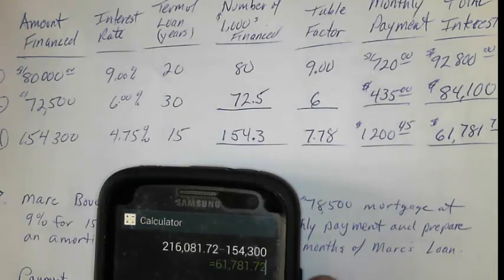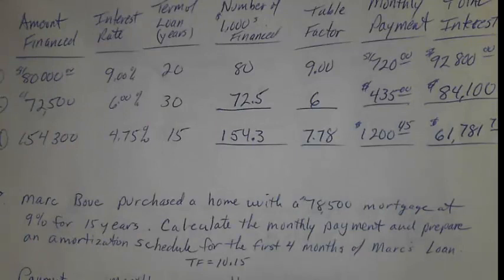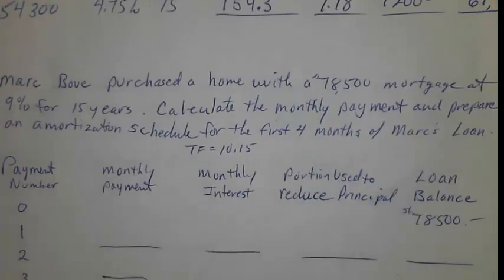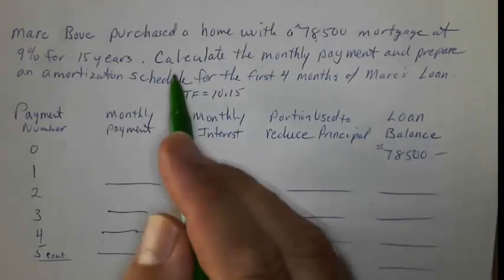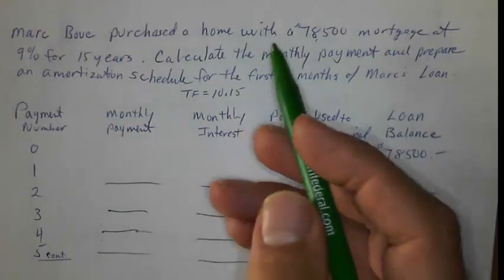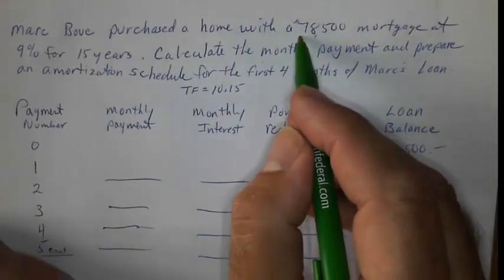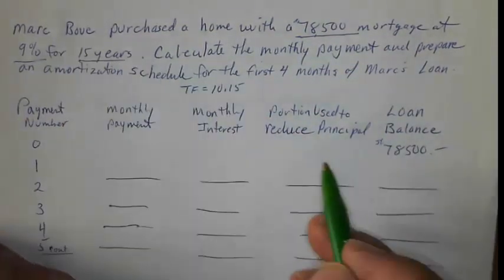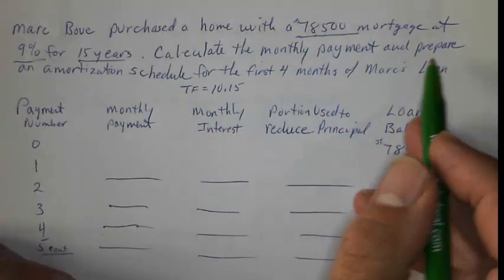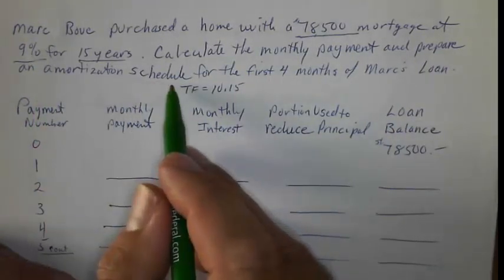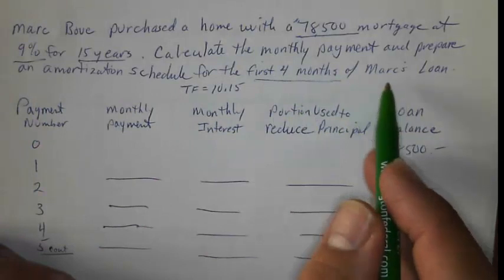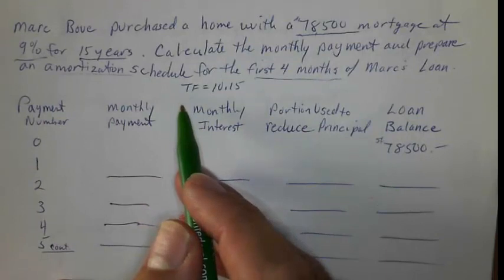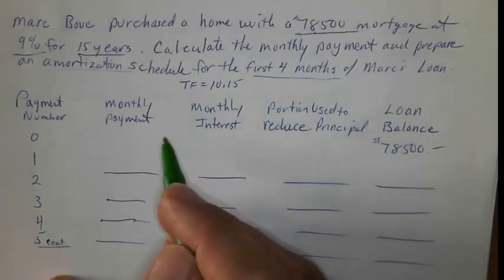All right? Let's look at number 8, because that's kind of an interesting little one. And what they're asking to do here is Mark has purchased a home with a $78,500 mortgage, 9%, 15 years. Calculate the monthly payment and prepare an amortization schedule for the first 4 months of his loan. Okay, an amortization schedule, you're going to have to do some of those in your homework. So I wanted to kind of show you this one to show you how it worked.